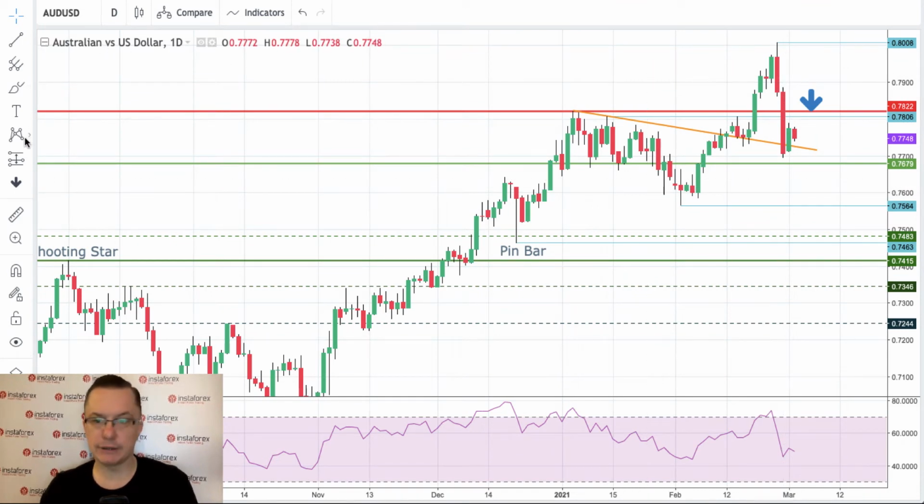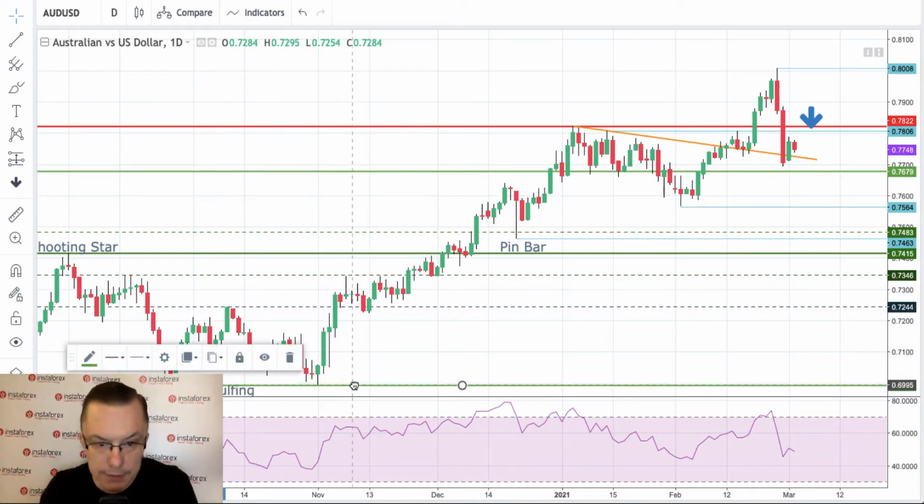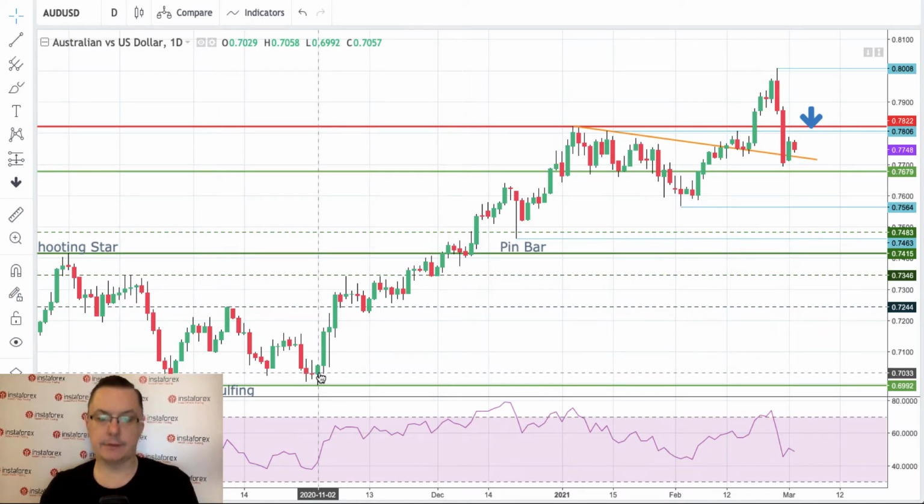Let's see how deep the other correction was. The biggest one, from, let's say, this is the low. Yeah, there you go. The lows of the 2nd of November 2020.